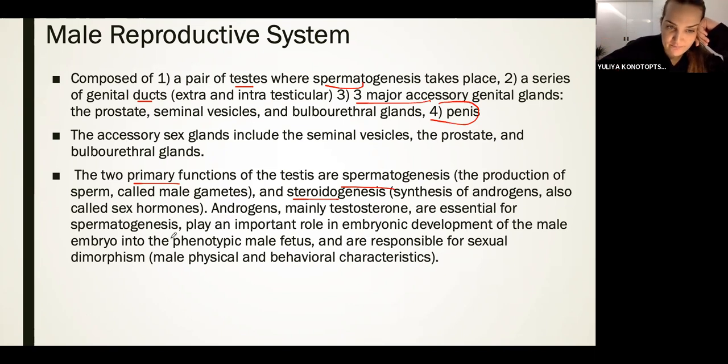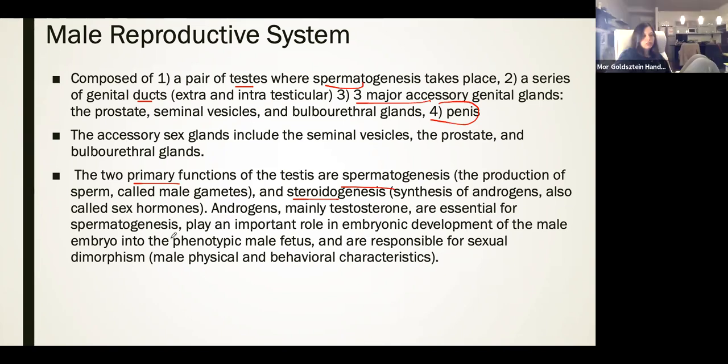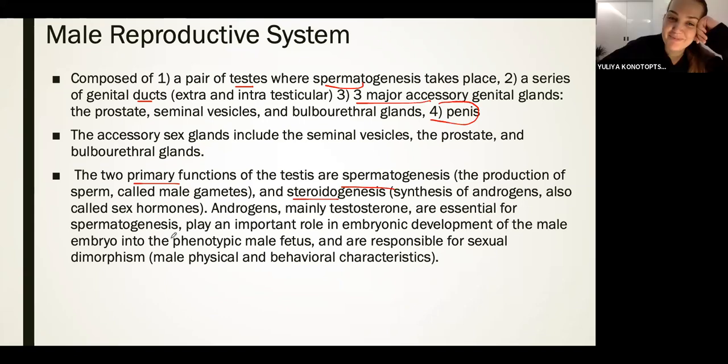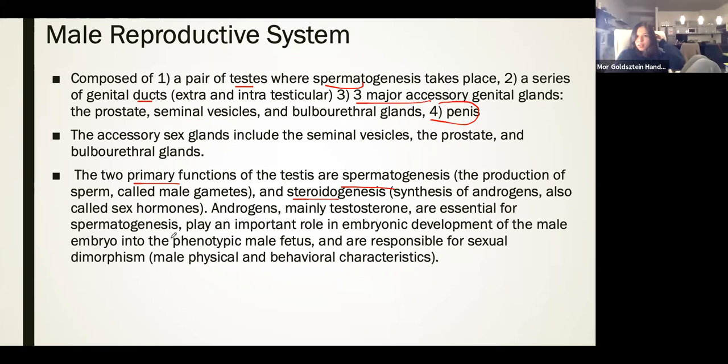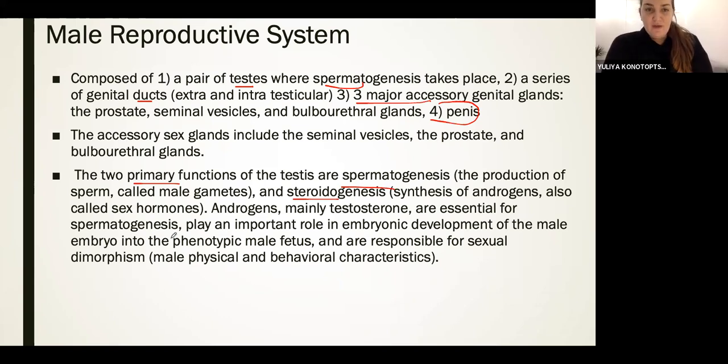Why is that? Why do they descend? Gravity. Okay, but what's the bigger reason? Why don't you want to have testes in the abdominal body cavity? It needs to be lower than the body temperature. Yes. You all are saying the one thing, okay? The temperature. The temperature is the issue.